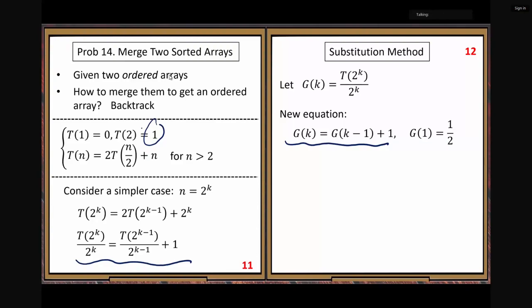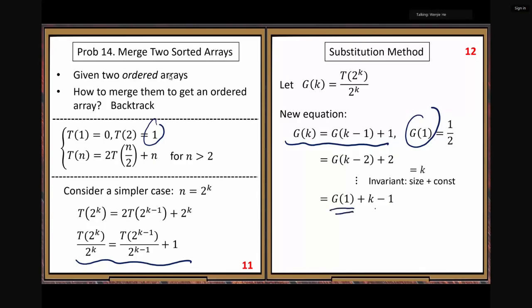You can do iteration another round. So it is G of k minus 2 plus 2. Another round. Keep doing round by round. What is the last round? Last round, this column should be at G of 1, because G of 1 is the initial value. So the last round is G of 1, but what is the number here? You need to figure out the number here.